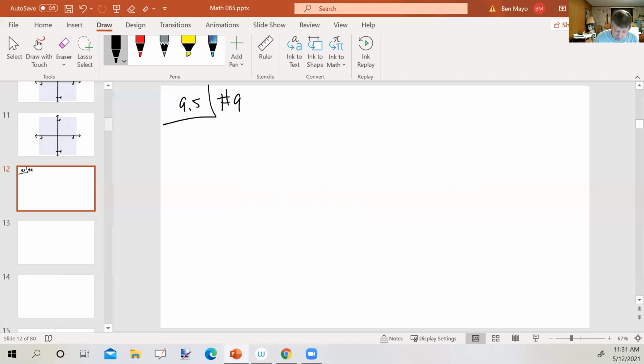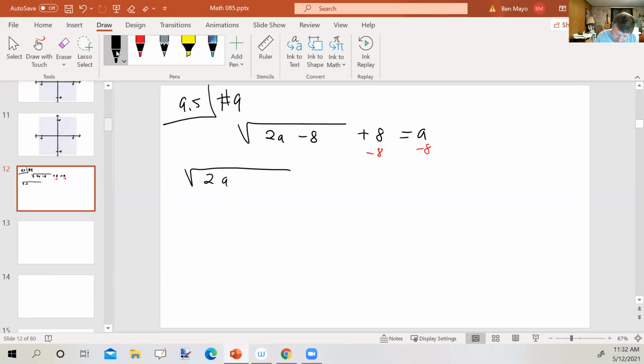All right, so we have the square root of the quantity 2a minus 8, and then plus 8 outside of the radical equals a. So the first thing I'm going to do is isolate the radical term. So I'm going to subtract 8 from both sides of the equation. So now I've got the square root of 2a minus 8 equals a minus 8. Next, I'm going to square both sides of the equation.